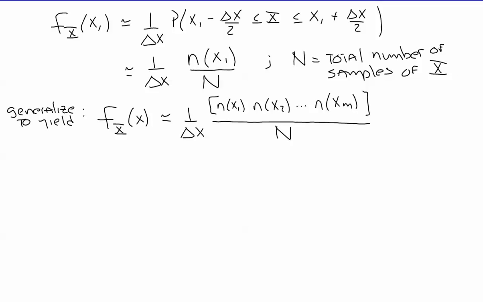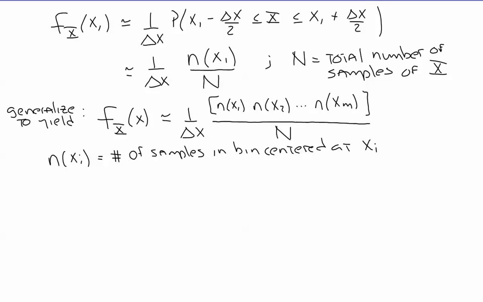So what I've done here is, let me define some variables here. Each n of xi is the number of samples in the bin centered at x sub i. I'm assuming in this formulation that each bin is equally spaced.